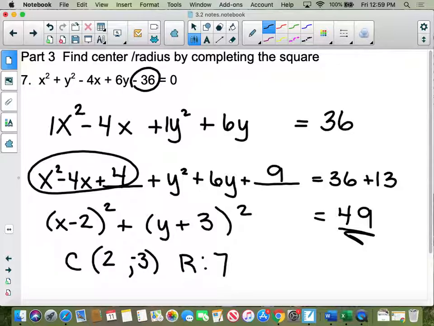I don't know if I have another one of these. Do I have another one of those? No. I can make up another one. Anybody want me to do one more?